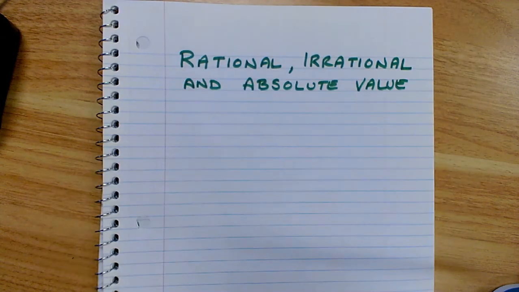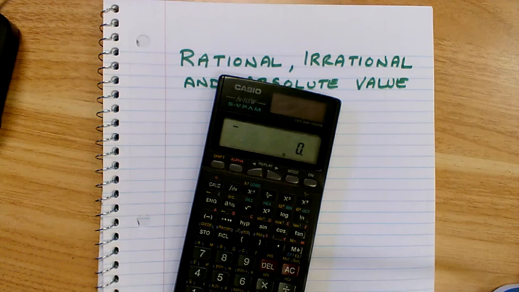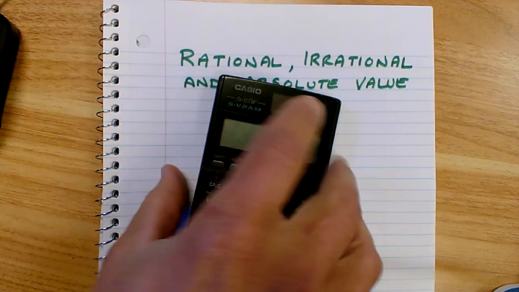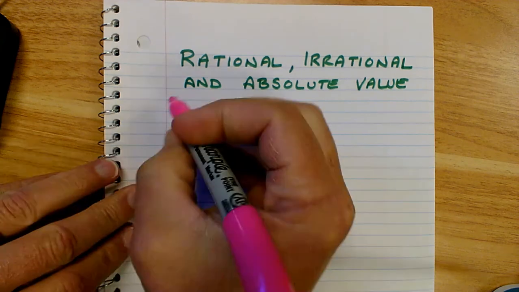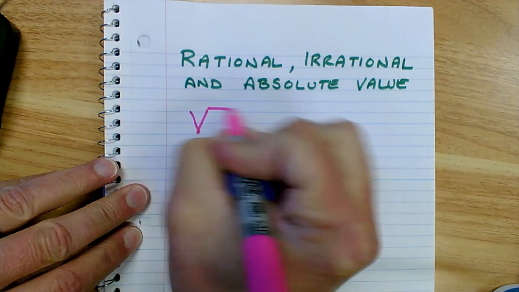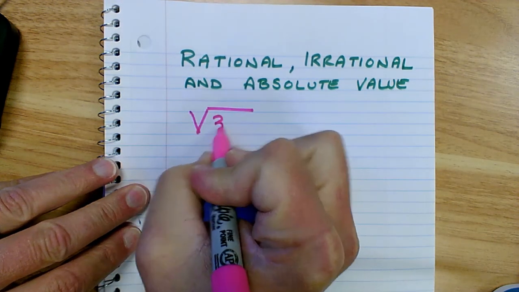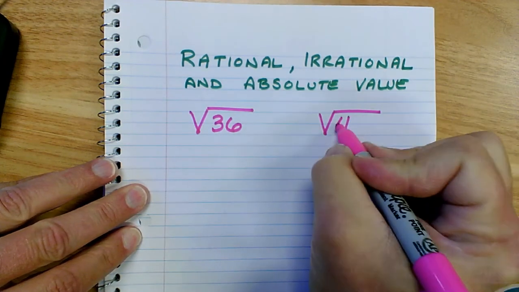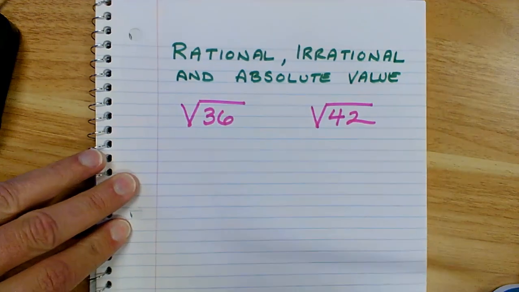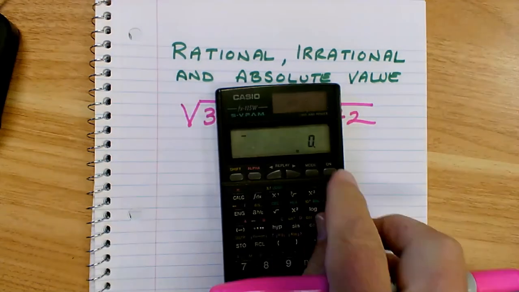And today we're going to talk about rational, irrational, and absolute value. You're going to need a calculator for today. So let's take a look at square roots first. I'm going to give you two square roots. I have the square root of 36, and I have the square root of 42. All right, so let's take the square root of both those guys on the calculator.